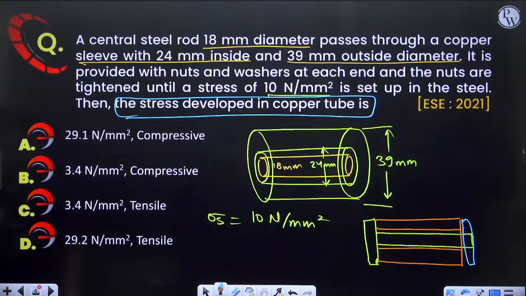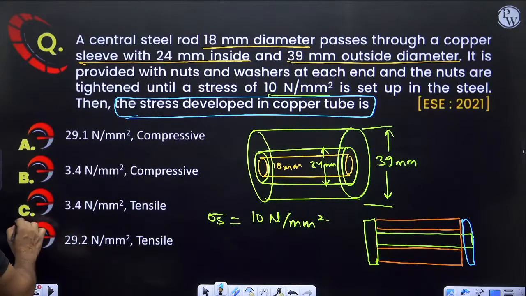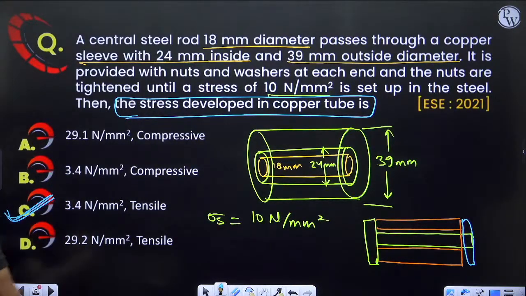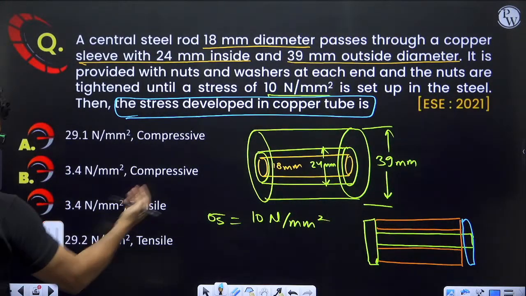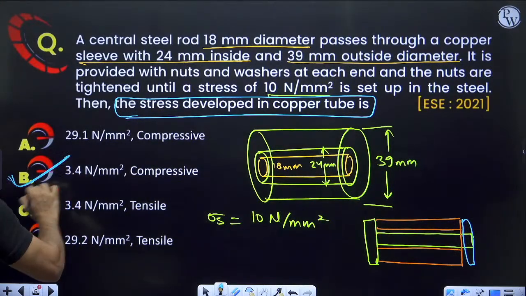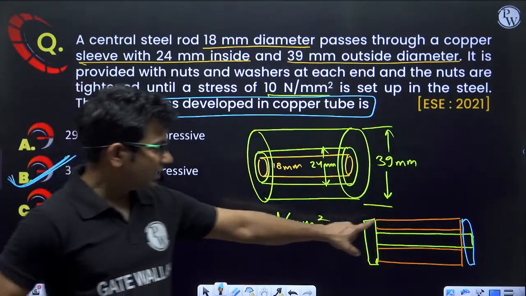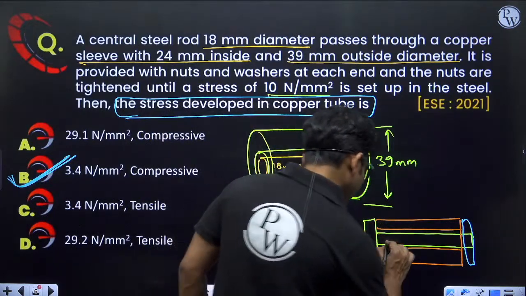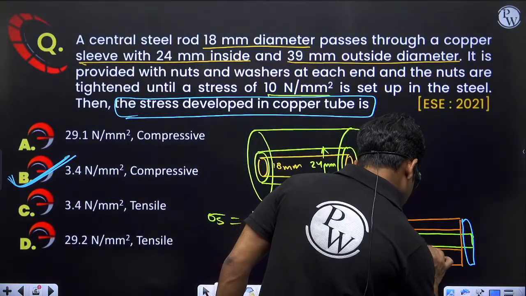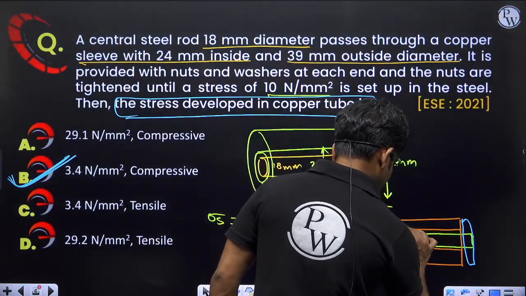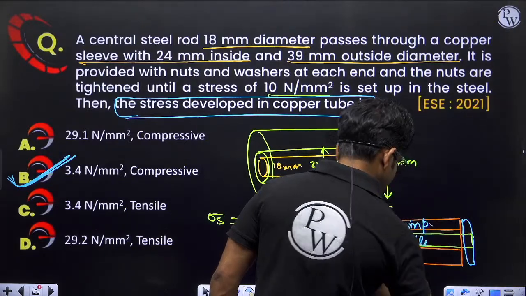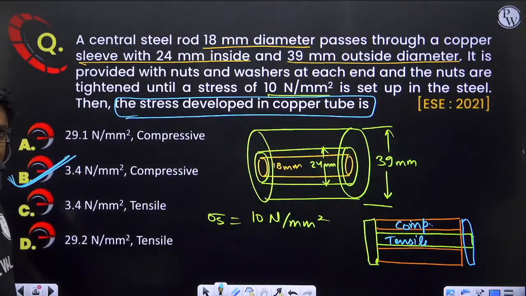So correct answer is 3.4 Newton per mm square. It is compressive. Correct answer will be option B. Okay, so in this steel will be having tensile stress, and here in copper we will be having compressive stress, right? Okay, let's move on to next question.